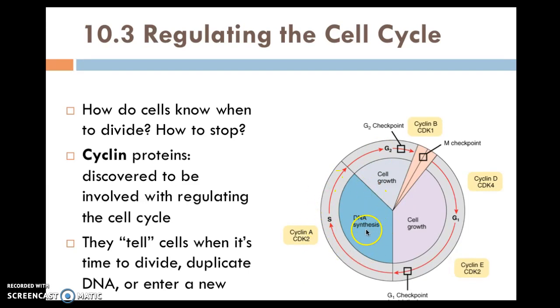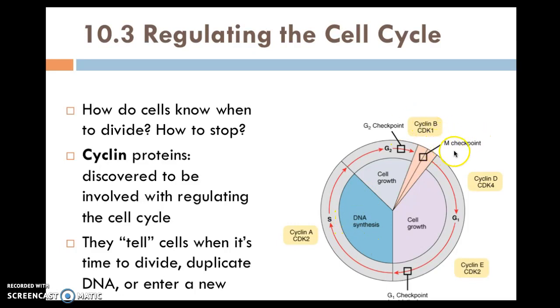Are there any mistakes? Is the cell growing? Are the organelles doing their job? Is everything running smoothly? And if the answer is yes, then they'll give the go-ahead. They'll turn the green light on and they'll tell the cell, okay, now you can enter mitosis. Same thing with the G1. Did the cell grow properly? Can it get ready to do mitosis and start duplicating its DNA?